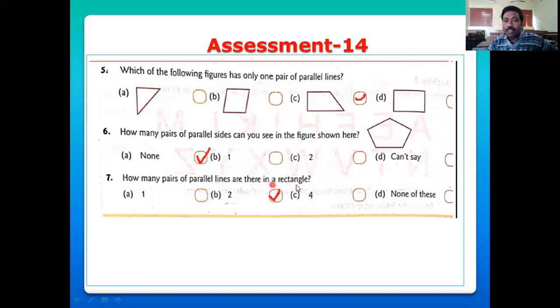How many pairs of parallel lines are there in a rectangle?